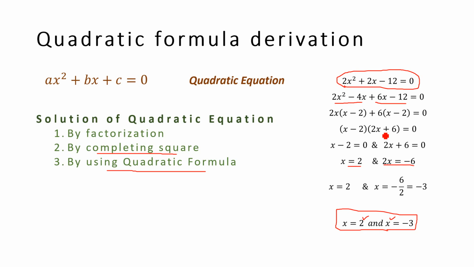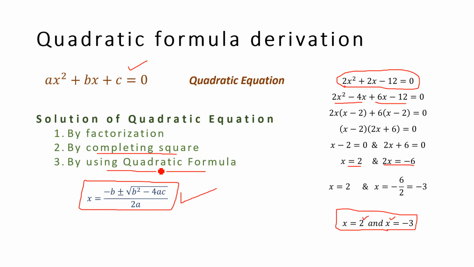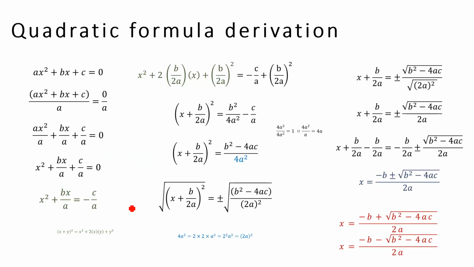But right now our video is focused on deriving the quadratic formula. This is the quadratic formula. Using this formula, we can solve this quadratic equation, or any quadratic equation, and we are going to derive this quadratic formula, which is x equals minus b plus or minus the square root of b squared minus 4ac, divided by 2a. Now let's begin with the derivation of the quadratic formula.